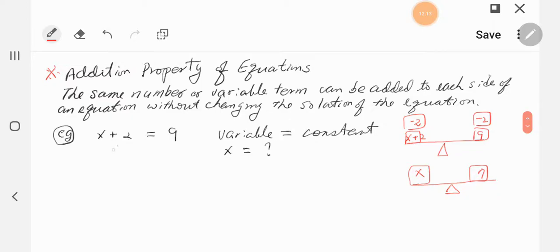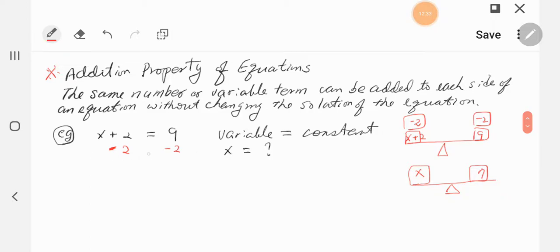So this is plus 2, so why don't we change the sign, which is negative 2. So add negative 2 to each side, or subtract 2 from each side. Add or subtract. So 2 is positive, so the opposite of 2 is minus, right? Negative. So add the opposite of this number.